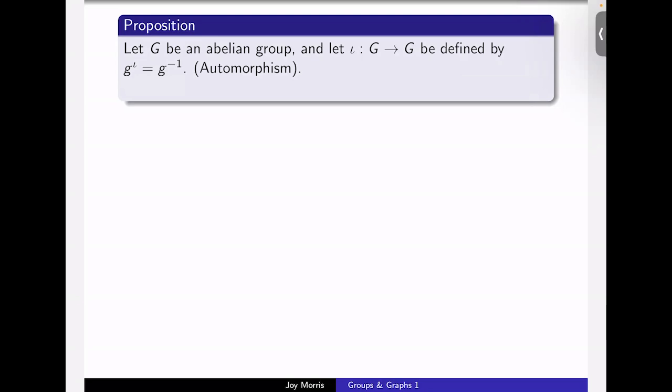But when we have an abelian group, if we define the automorphism iota of that abelian group to be the automorphism that inverts every element of the group, then if we have a connection set that happens to be closed under inversion, then iota is in fact an automorphism of the Cayley graph. So let me prove this.